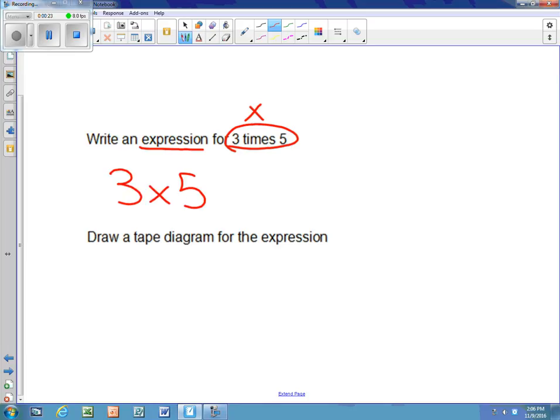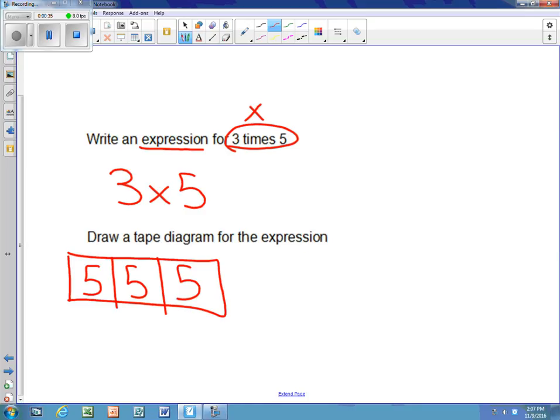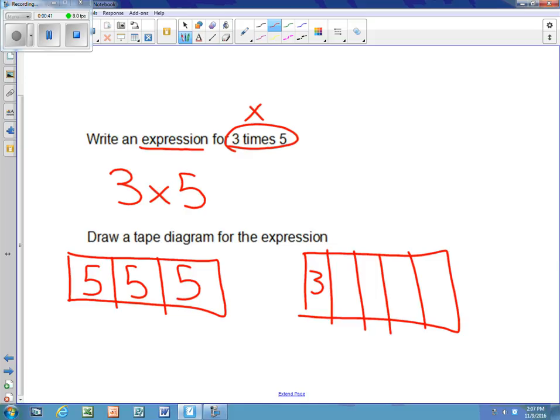We will not put an equal sign because that means something else, no equal sign. And an example of 2 different types of tape diagrams for this: 3 pieces, each with 5 in them. Due to the commutative property, I can have 5 pieces, each with 3 in them.